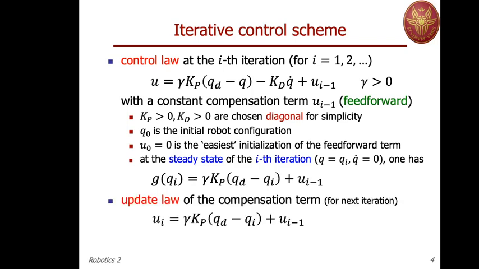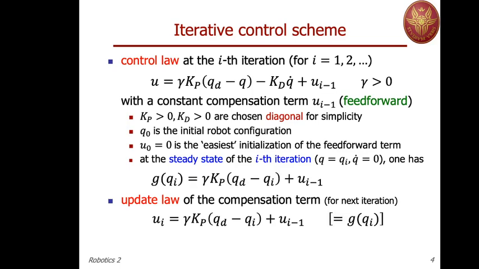Now, when we reach this steady state, which is not the right one, we update the feed-forward term only. So for the next iteration, we restart because we change our u(i-1) and replace it with ui, which has this formula, which is nothing else than the control effort that we are applying at steady state at the end of the ith iteration.